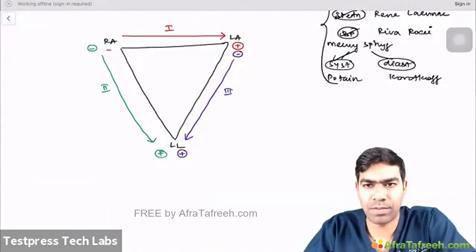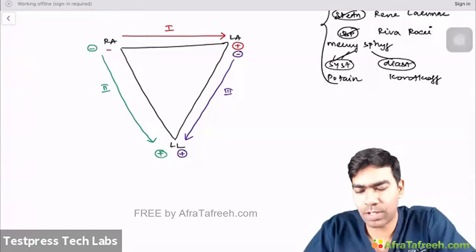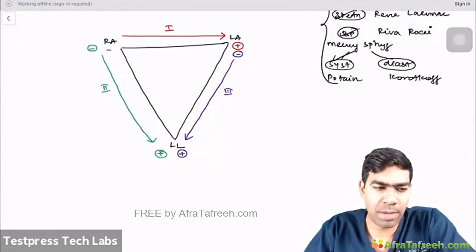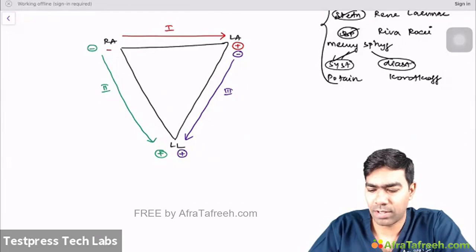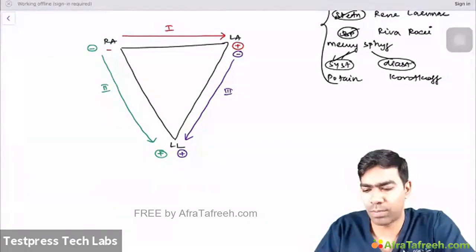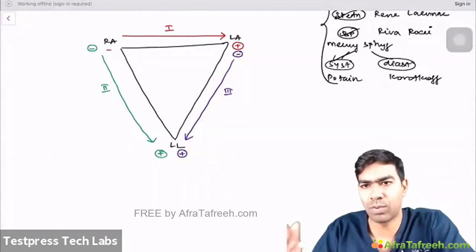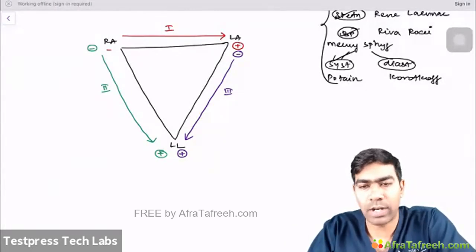People, if you are willing to answer, you can answer. So what is this type of lead called? Lead 1, 2, 3, whatever I've drawn, will be called bipolar leads, because it starts from negative and ends in positive. You have two different poles. So that's why you have 1, 2, 3. They're called bipolar leads.